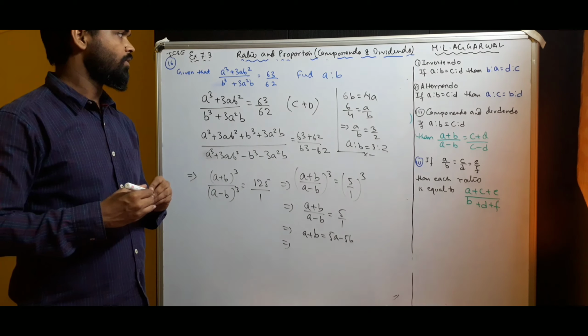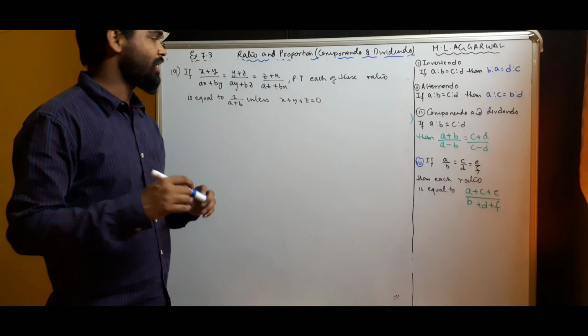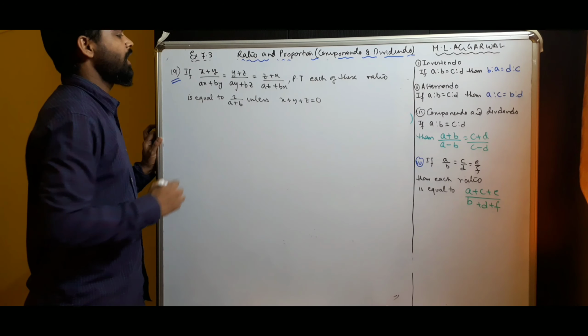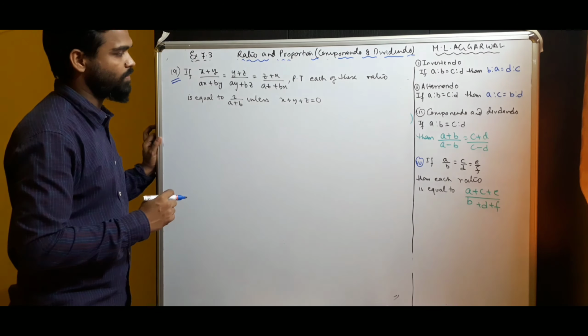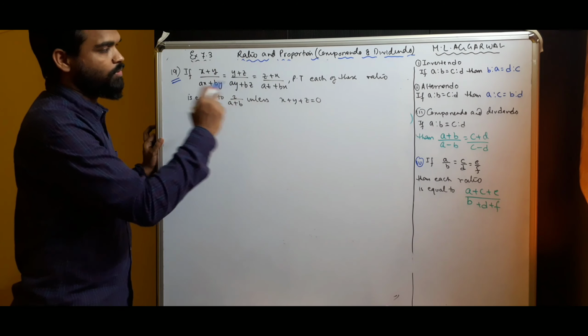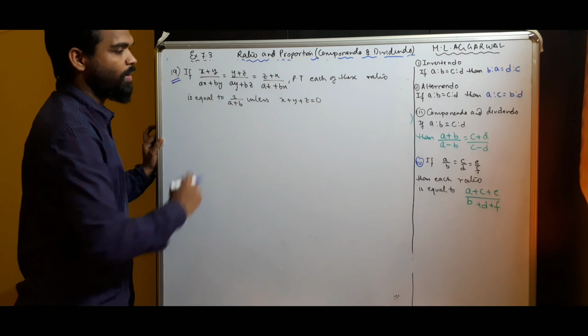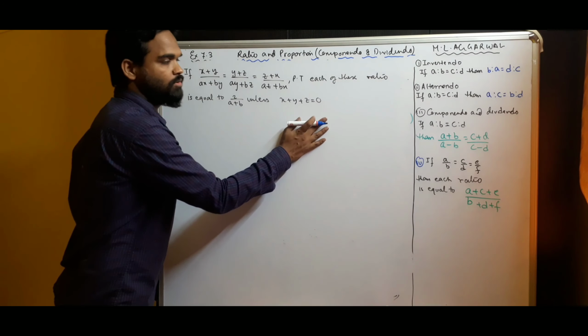Clear? Very nice sum. Now let us look at the next sum. Now look at the last sum, sum number 90. If x plus y by ax plus by equals y plus z by ay plus bz equals z plus x by az plus bx, prove that each of these ratios is equal to 2 by a plus b unless x plus y plus z equals 0.